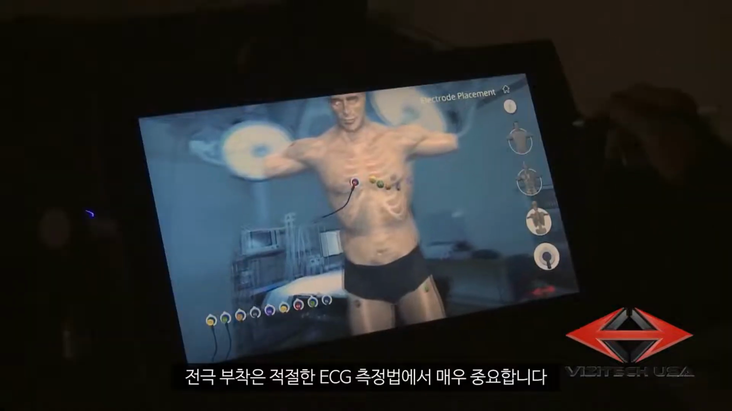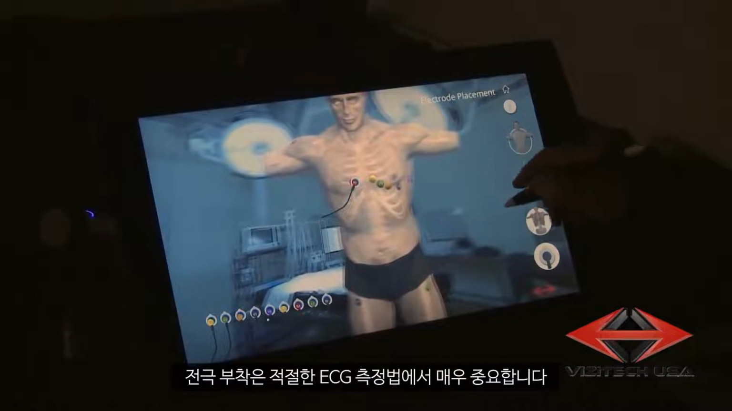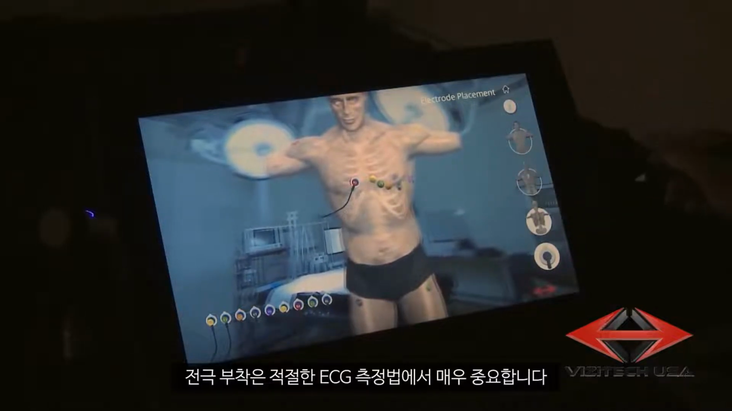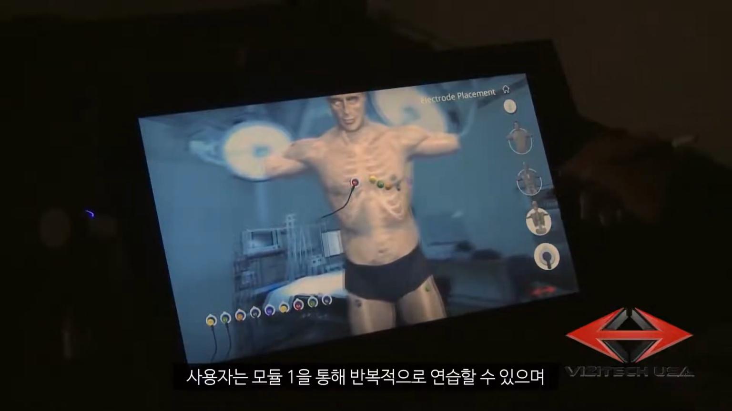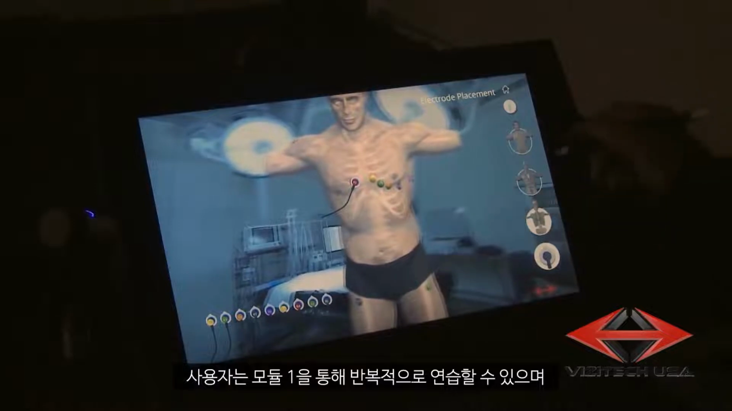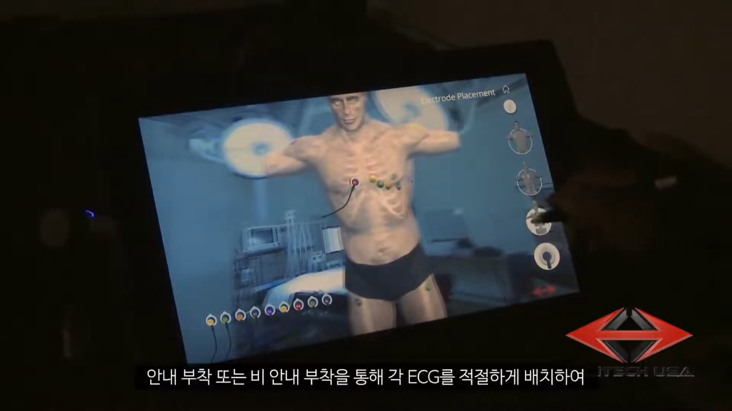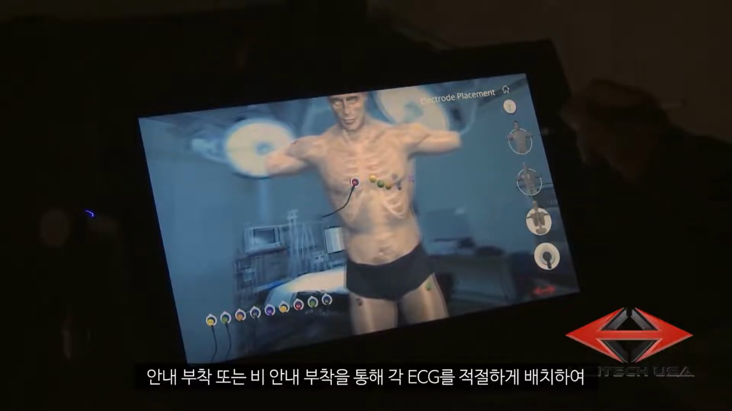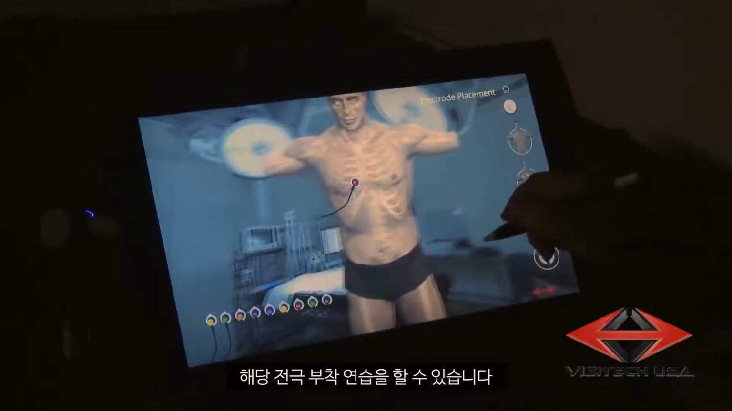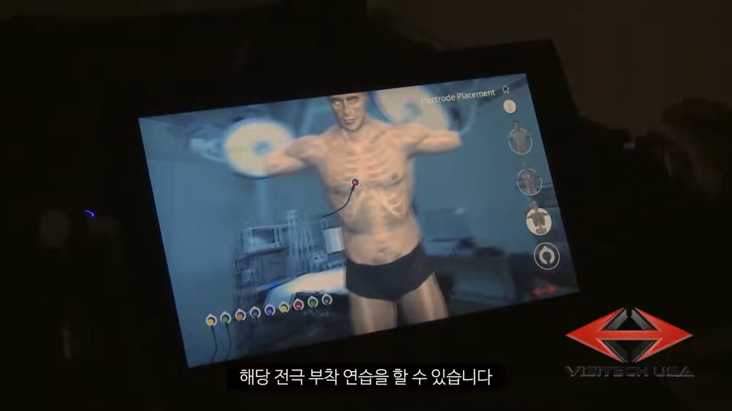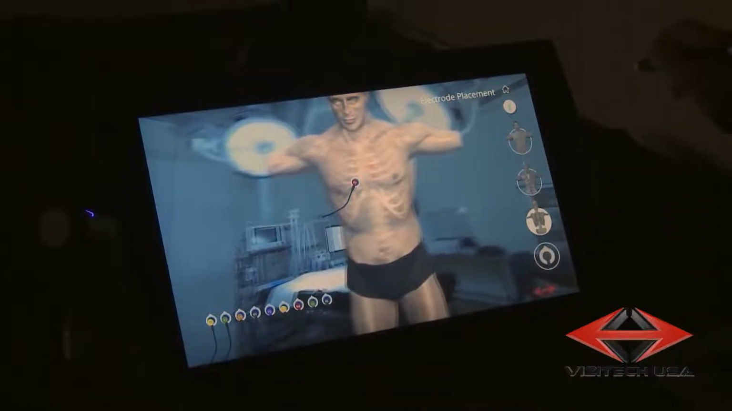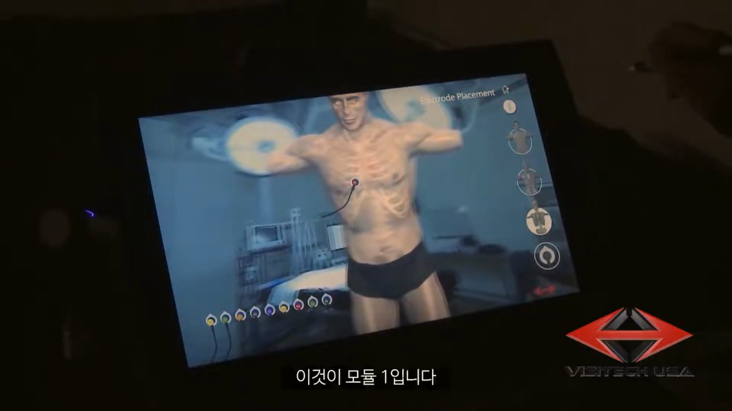So electrode placement is a very important part of how a proper ECG is measured. This module 1 allows you to practice over and over again the proper placement of each one of the ECGs, either through guided placement or through non-guided placement, being able to practice putting those electrodes in place. So that's Module 1.